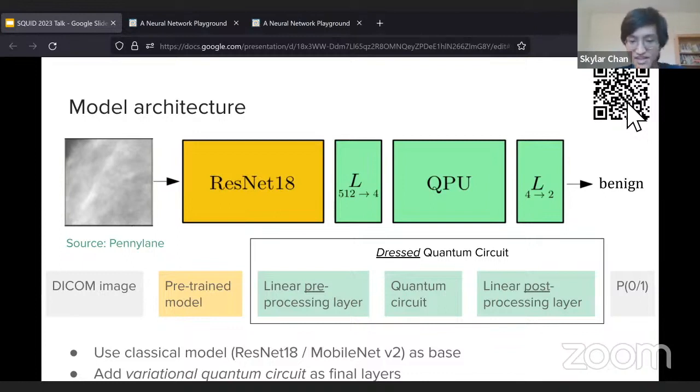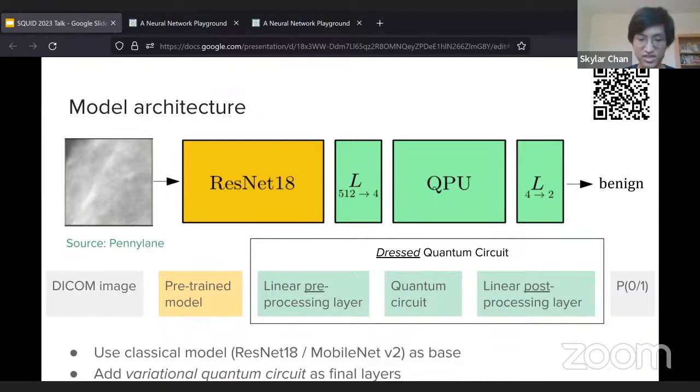Now we're going to pass this result from the transfer model into a dressed quantum circuit. The first layer in the quantum circuit is going to be a linear pre-processing layer, and this will embed the classical representation from ResNet-18 or the other transfer model into quantum space. Then we're going to pass the quantum representation into our quantum circuit. This is the quantum processing unit. After the quantum circuit completes its job and we take the measurement, we're going to do some linear processing to convert this into a probability of 0 or 1, which we're going to map onto a classification of benign or malignant tumors.